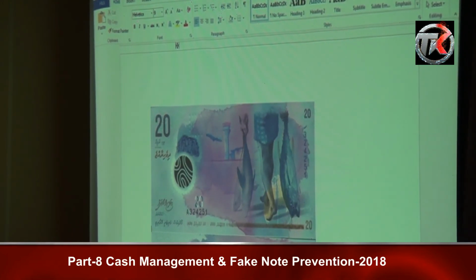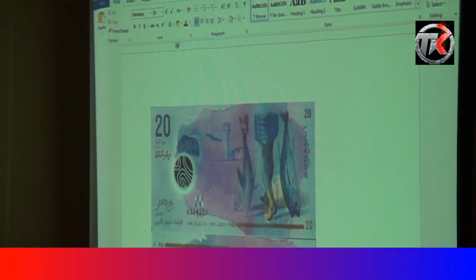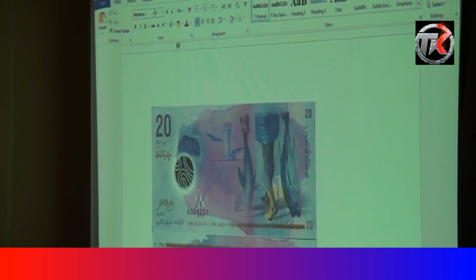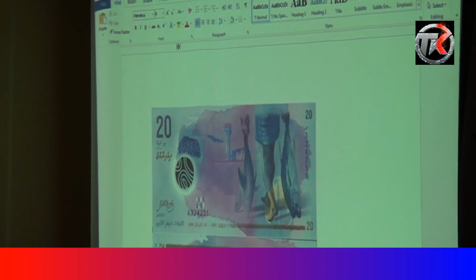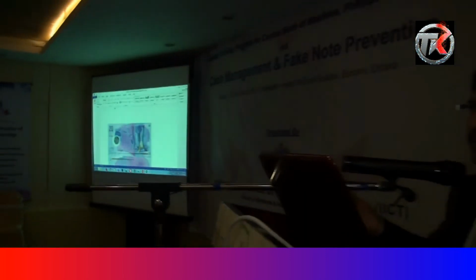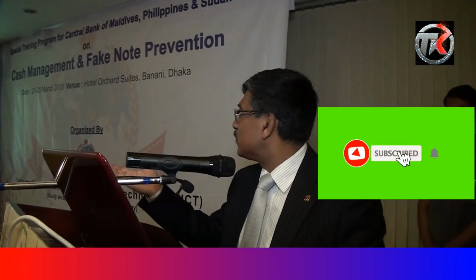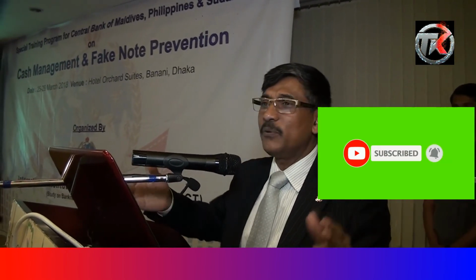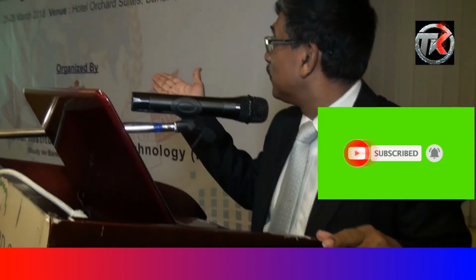If you observe with a little interest, when you see a banknote, you can feel which area it belongs to. It gives the impression of the country. It reflects the culture and heritage of the country, for every country. For Bangladesh you will find something, for India you will find something, for Maldives you can see, and for Philippines and others you can see the difference.